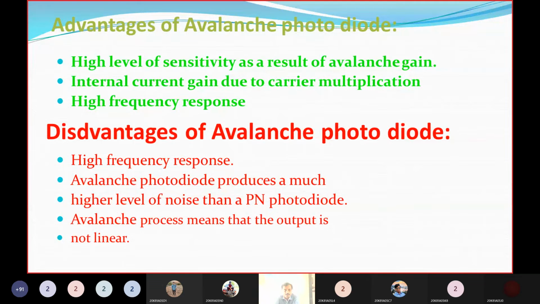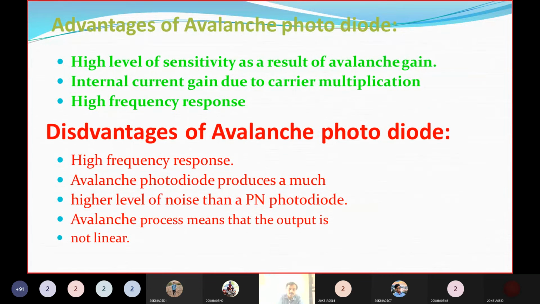Next point, the avalanche process means that the output is not linear. We already know that. Linear means it increases continuously in one particular order. I will tell you the difference between linear and non-linear.